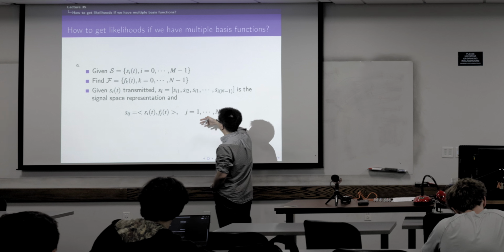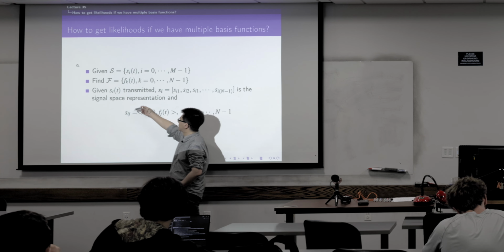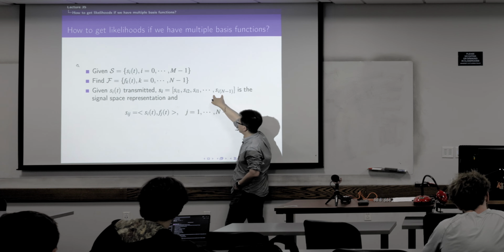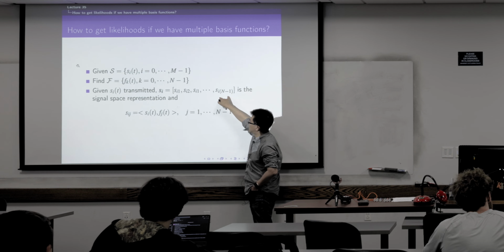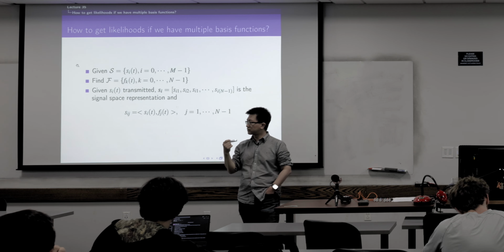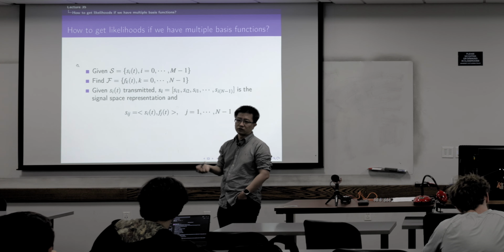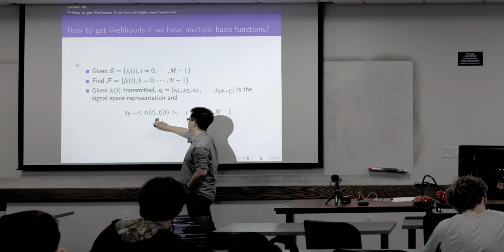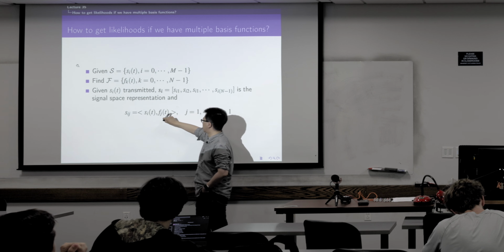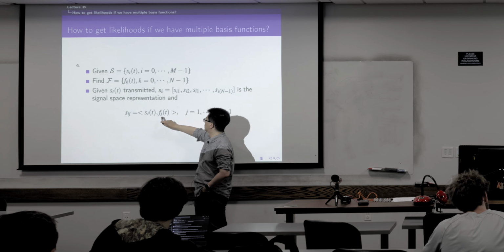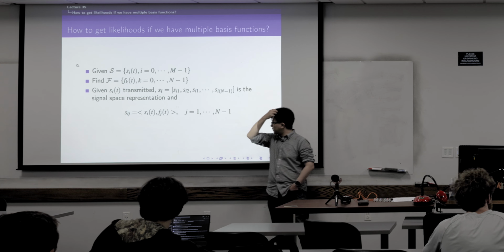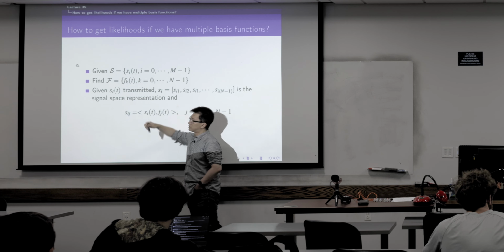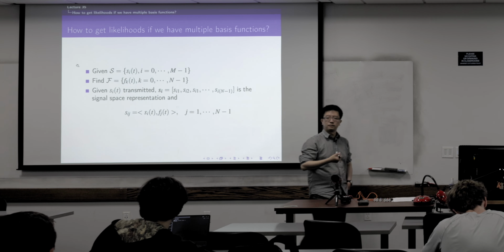Here we need to introduce some notation. Given Si is transmitted, the vector of Si is given by this notation. Remember that: this is the vector representation of the signal, the signal space representation of our original signal. Each component here is nothing but the inner product between our transmitted signal and each basis function. Obviously, we can multiply these numbers by our basis functions to synthesize our original transmitted signal.